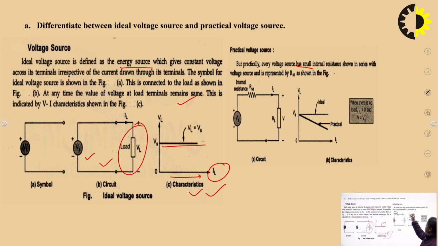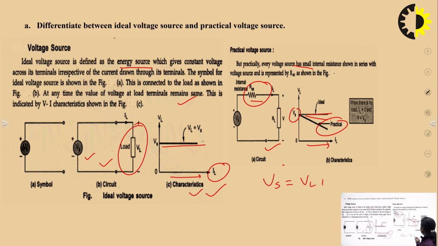Now, what is a practical voltage source? Practically every voltage source has some small internal resistance, which is represented by Rse, and this is the circuit for the practical voltage source. Obviously, if there is a small resistance in series with the voltage source, there will be some drop. So now Vs and Vl are not equal. Practically you will not get a straight line, but there will be a small drop with increasing IL.